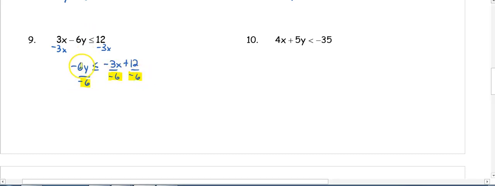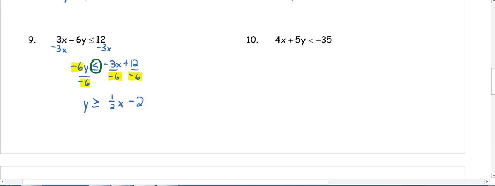everything gets divided by negative 6 because this was a negative 6. And we need to switch the inequality symbol. Remember, anytime you divide by a negative number, you have to switch your inequality symbol. So we get y is greater than or equal to, when I reduce this, negative 3 divided by negative 6 is 1/2, because I can take a negative 3 out of both, x minus 2.